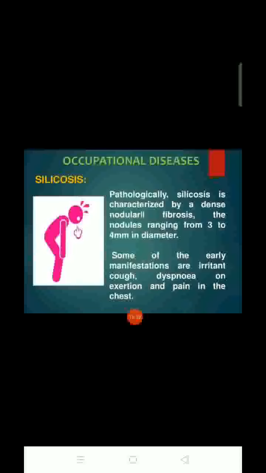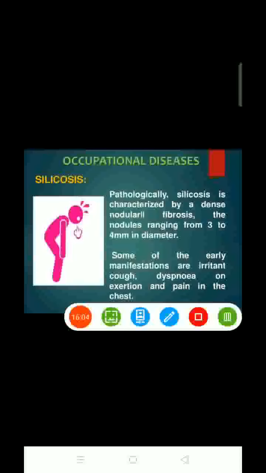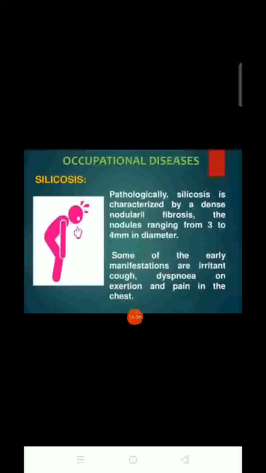The nodules range from 3 to 4 mm in diameter. Some of the early manifestations are an irritated cough, dyspnea on exertion, and pain in the chest. These are the symptoms of silicosis.